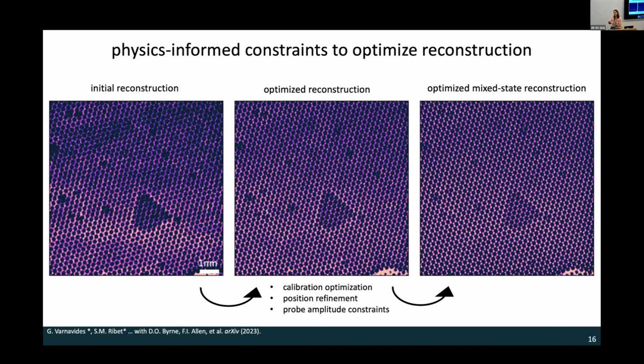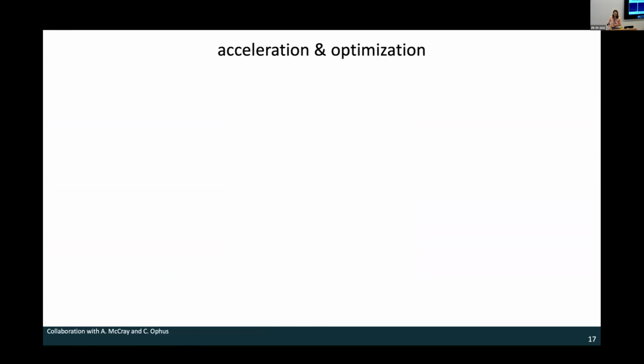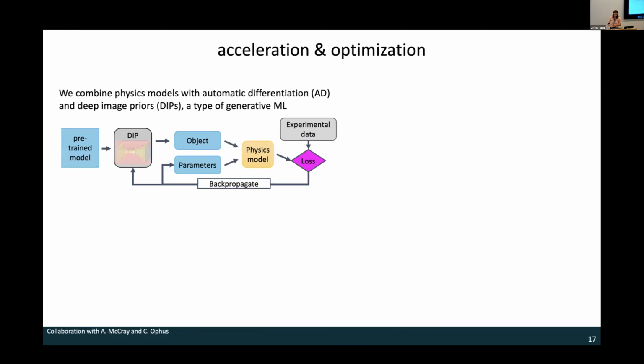So this is one way to run this algorithm and optimize it, but we've actually been moving to an even different framework for this as well that includes acceleration and some ML tools. So basically, we've moved to an auto differentiation framework, which makes our lives a lot easier. And we're also including some deep image priors in the loop, which provide a lot of benefits, including intrinsic denoising.